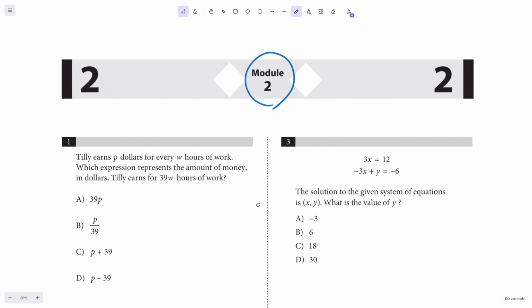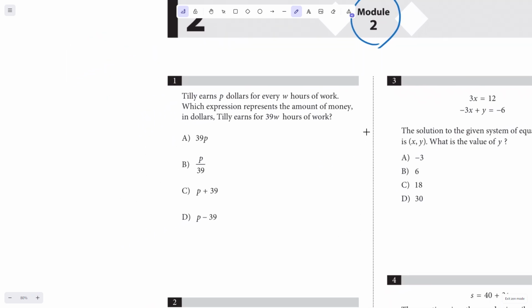Without further ado, let's get started with the first problem. Tilly earns $P for every V hours of work. Which expression represents the amount of money in dollars Tilly earns for 39 V hours of work? So, we know that V hours of work is equal to $P. So, what is 39 V hours of work equal to? Well, since V hours is equal to $P, we can plug it in here and we'll get 39 $P. As you can see, the correct option is option A.